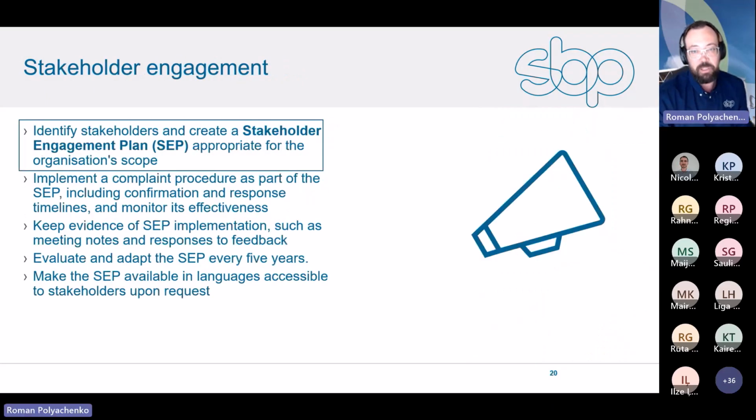So we have a new requirement for stakeholder engagement, which includes identification of stakeholders and creating the stakeholder engagement plan. As defined in the glossary, a stakeholder engagement plan is a procedure that outlines how and when relevant stakeholders will be identified and contacted, what information will be shared with them, and how comments and feedback will be received, reviewed, addressed, and responded to. The intention of the stakeholder engagement is to demonstrate a commitment of being open, transparent, and responsible with regards to conformance with the SBP requirements.